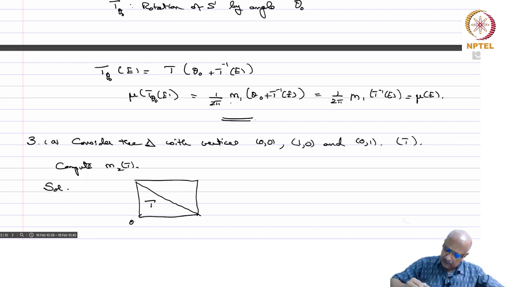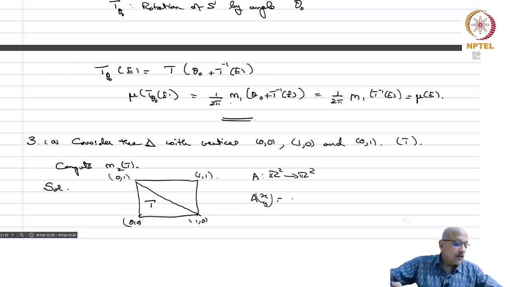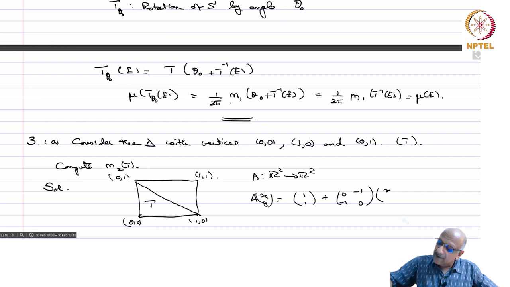So this is the triangle T. This is (0,0), this is (1,0), this is (0,1), and of course this is (1,1). Now you look at A from R2 to R2 given by A(x,y) equal to (1,1) plus the matrix [0 -1; -1 0] times (x,y). I am writing just a reflection along this line. What I have written here is nothing but the reflection along this diagonal here.